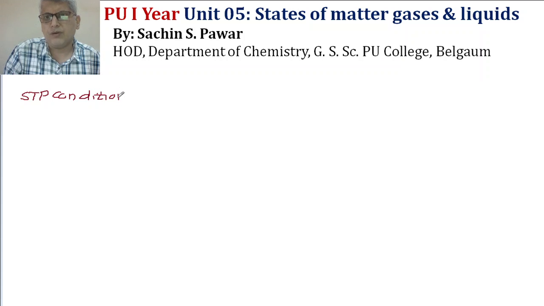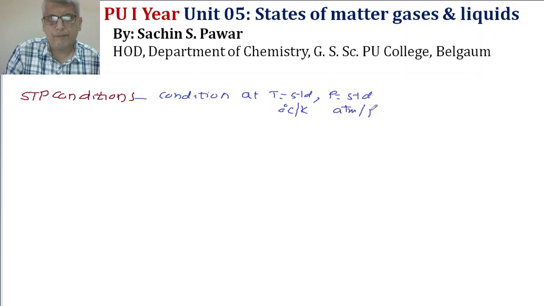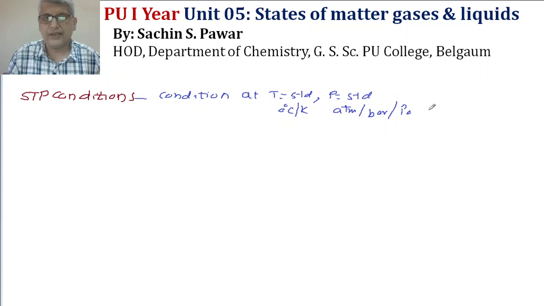What do you mean by STP condition? The STP condition is the condition of the gas at which we have a standard temperature and a standard pressure. In olden days, temperature used to be given in terms of degrees Celsius. Now it is given in Kelvin, and pressure can be given in atmosphere, in bar, or in pascals. There are 3 units for pressure.